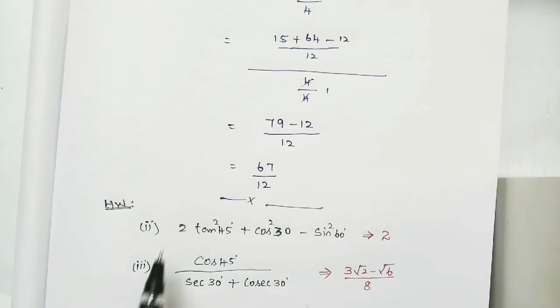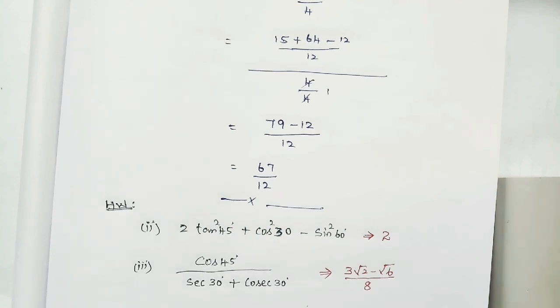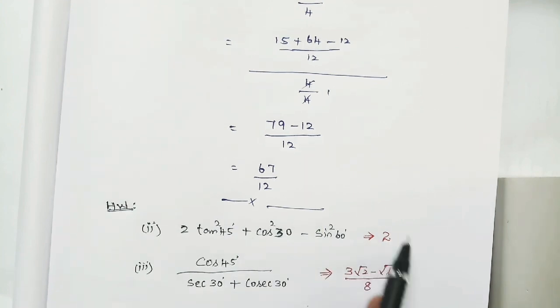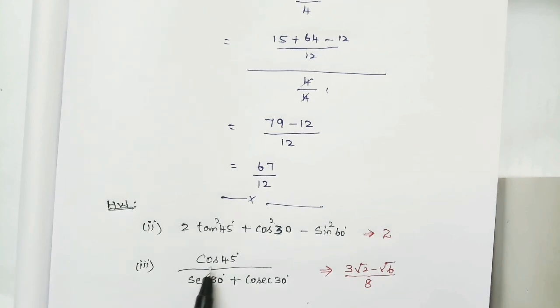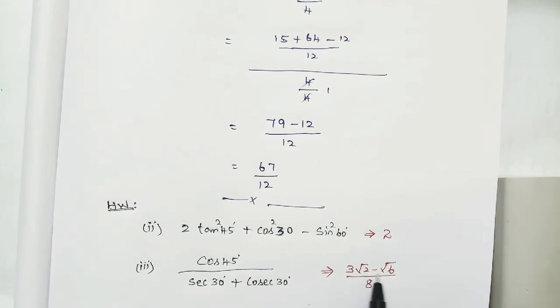Second sum, the second and third subdivisions are homework sums, right? So 2 tan square 45 degree plus cos square 30 degree minus sin square 60 degree. While simplifying, the final answer you should get is 2, right? Third subdivision, cos 45 degree divided by sec 30 degree plus cosec 30 degree. The final solution you should get is 3 root 2 minus root 6 whole divided by 8, right?